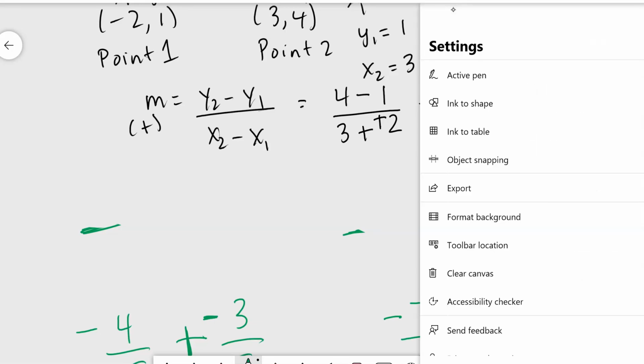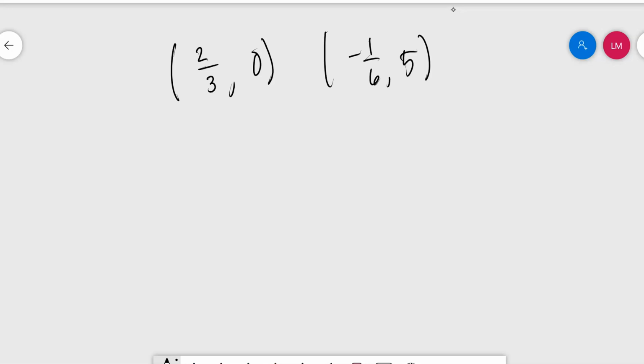You can pause it, but I'm going to clear the canvas because I have a lot of stuff on there. All right, so let's keep going. All right, so the next thing I want to talk about is, let's do one with fractions. So what if I'm using these points here, 2/3, comma 0, and -1/6, comma 5. All right, so again, this is point 1 because he's on the left. This is point 2.